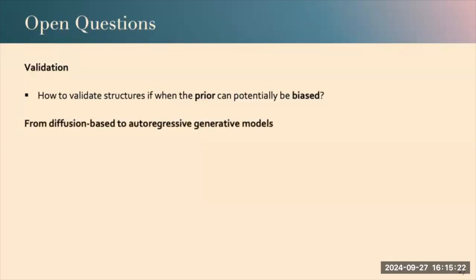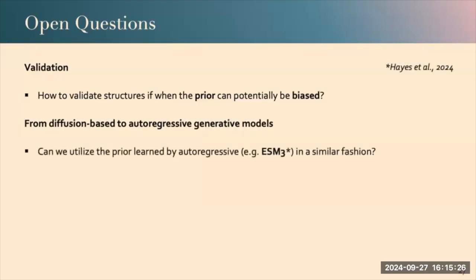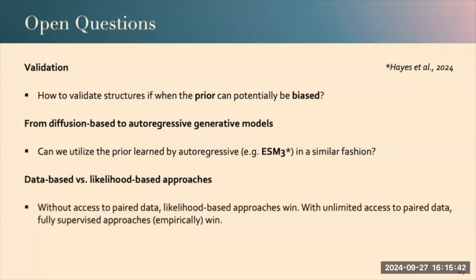There's also the question of how you leverage other generative models like autoregressive models. ESM3, for example, is an autoregressive model, and what I've described today doesn't explain how you could use those models. And taking a step back in this comparison between data-based and likelihood-based approaches, it's obvious that if you don't have access to paired data, the only thing you can do is a likelihood-based approach. Now, if you have unlimited access to compute and data, what people sometimes refer to as the bitter lesson of machine learning is that the fully supervised approach will probably win in the long run. But in practice, we never have access to infinite data and infinite compute. So I think the question of where the break-even point is between those two approaches is important, especially in helping us understand how much of the knowledge of the physics of the problem we should inject in the reconstruction method, as people who design the reconstruction methods.